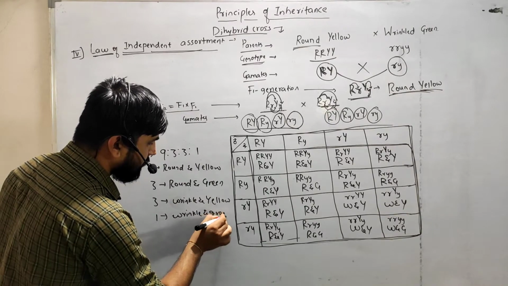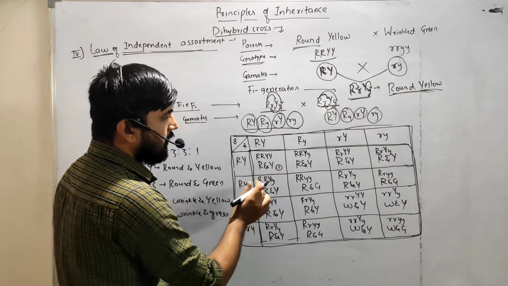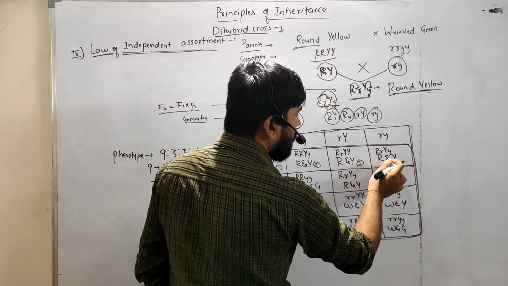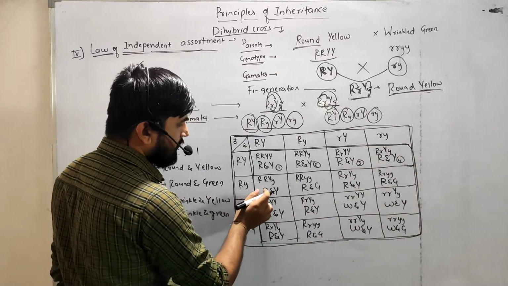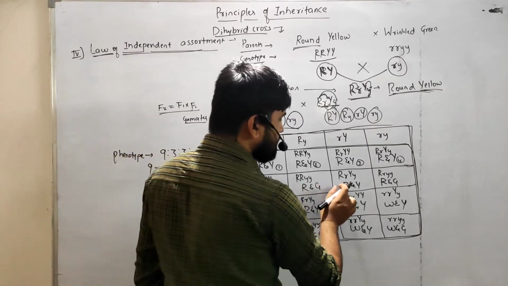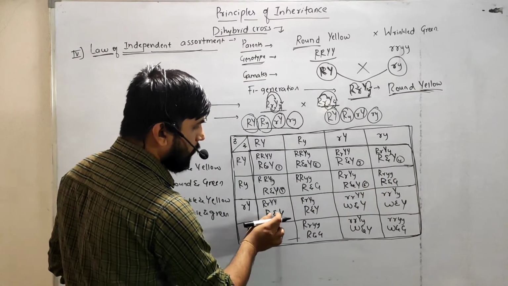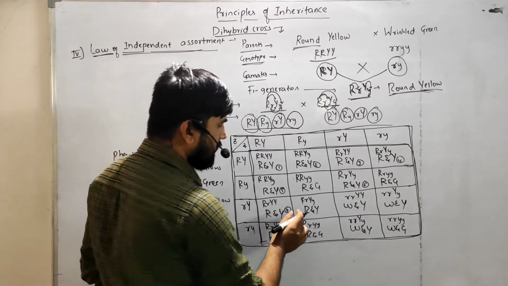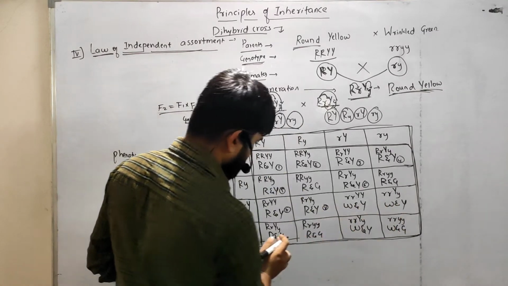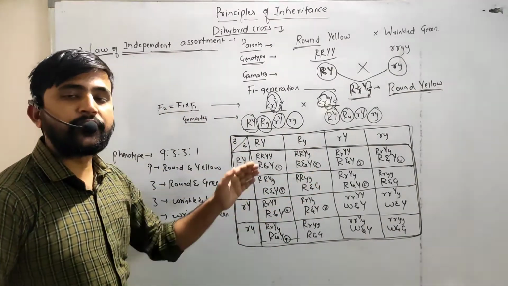See here, round and yellow, this is 1, this is 2nd, this is 3rd, this is 4th, and this is 5th. This is round and green, this is round and yellow again, this is 6th. This is round and green, this is round and yellow, this is 7th, right? Round and yellow, this is 8th, and round and yellow, this is 9th, right?